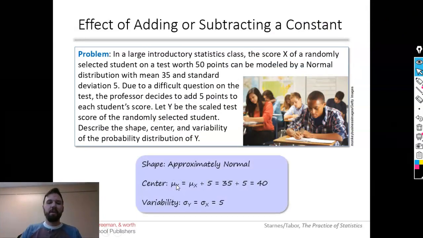So the shape's going to be approximately normal because it said so. We're going to take our center, and because we're adding 5, the original was 35. 35 plus 5 is 40. So the new center will be 40. The new average is now 40. Now, the standard deviation will not change, because the spread is kept the same by adding or subtracting a constant.